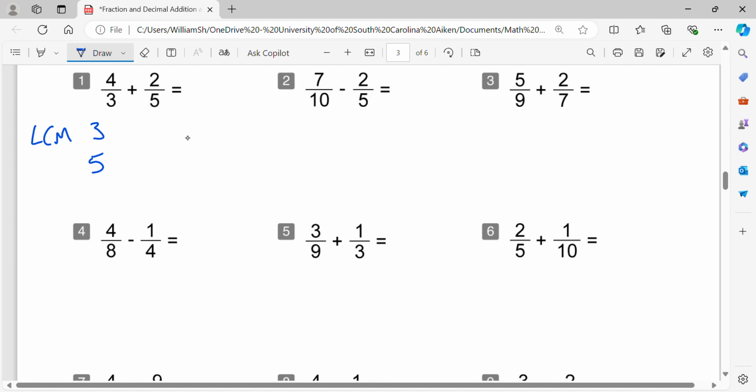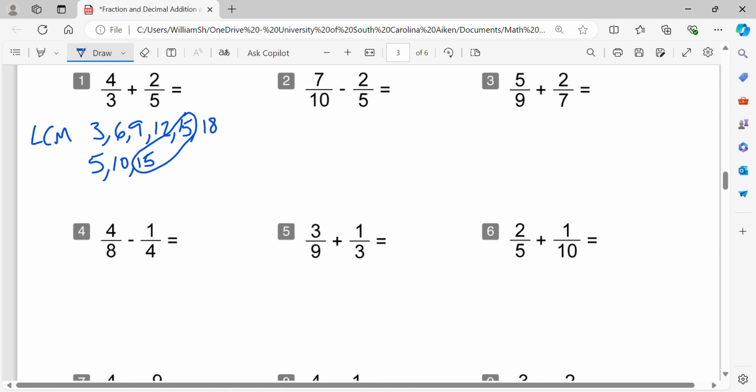3 times 1 is 3. 3 times 2 is 6. 3 times 3 is 9. 3 times 4 is 12. 3 times 5 is 15. 3 times 6 is 18. If I look at 5, 1 times 5 is 5. 2 times 5 is 10. And 3 times 5 is 15. Their least common multiple here is 15. That is the simplest way to find least common multiple. There are more complex ways that can be reviewed, but that's for another time.